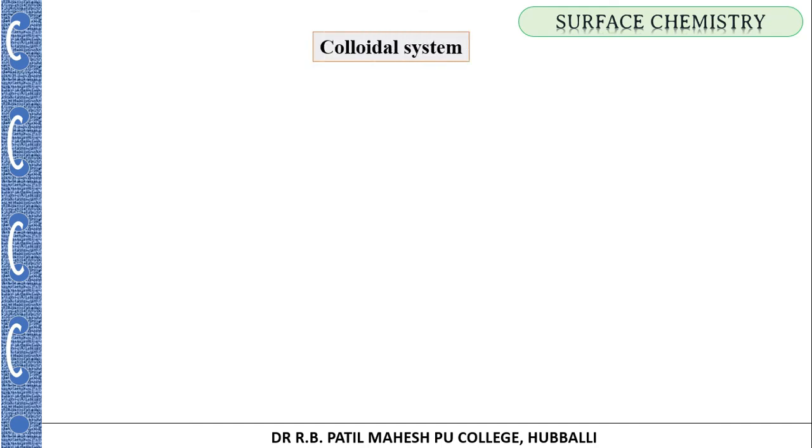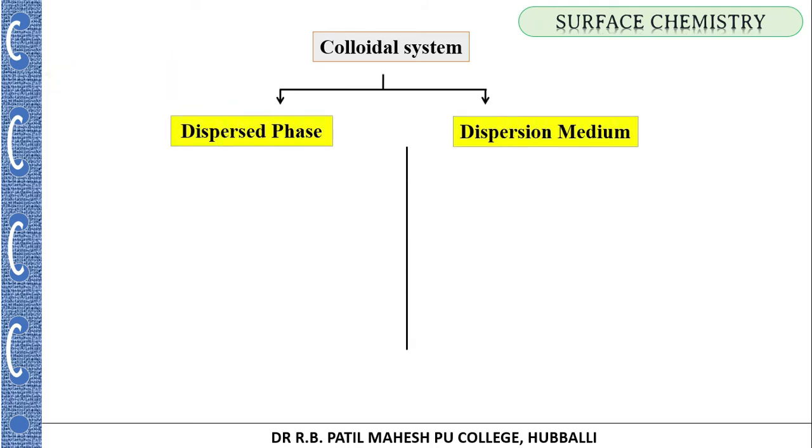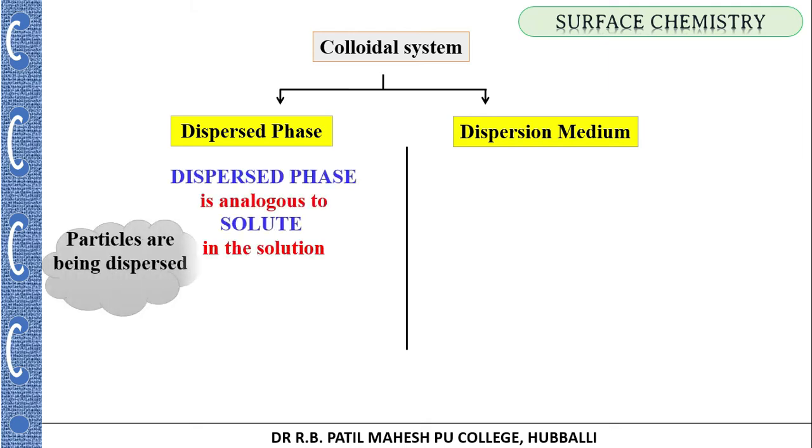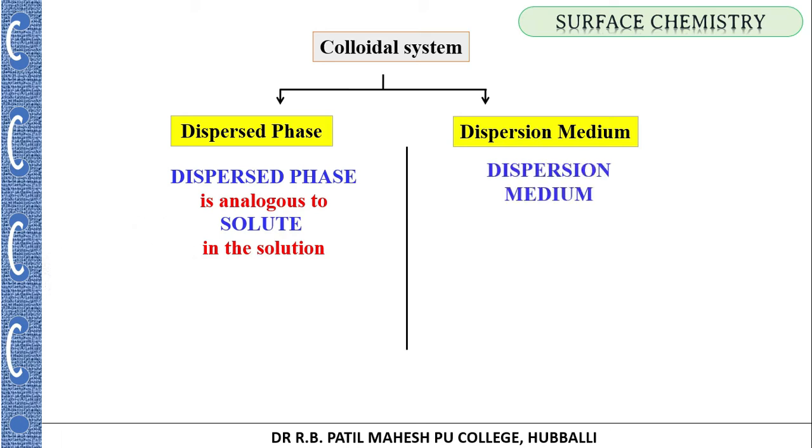Colloidal system, as I already told, has two phases. One is the dispersed phase and another one is the dispersion medium. Let us distinguish between these two so that we can understand thoroughly. The dispersed phase, students, is comparable to the solute that we are going to dissolve, in other words, the particles being dispersed, whereas the dispersion medium is comparable to the solvent that we take.